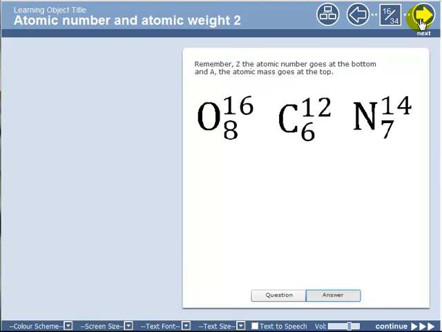Just make sure you are well aware that the lower number is the atomic number, which refers to the number of protons in the nucleus, and the upper number is the atomic weight, which is the quantity you get from adding the mass of the protons, the mass of the electrons, and the mass of any neutrons that are present.